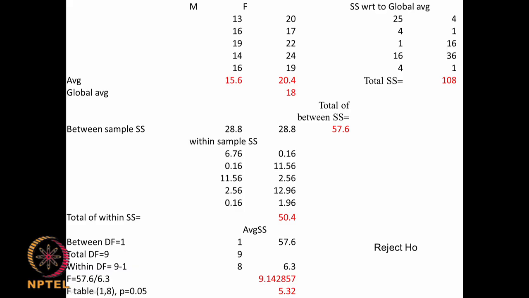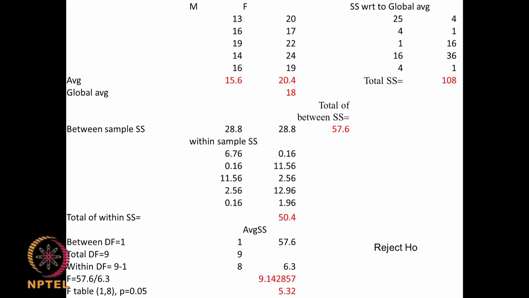If you go to the F table for p equal to 0.05, 1 degree of freedom for the numerator, 8 degrees of freedom for the denominator, it comes to 5.32. So, this table value is less than the F value calculated. So, we reject the null hypothesis. Okay. So, it is quite a simple problem to do.